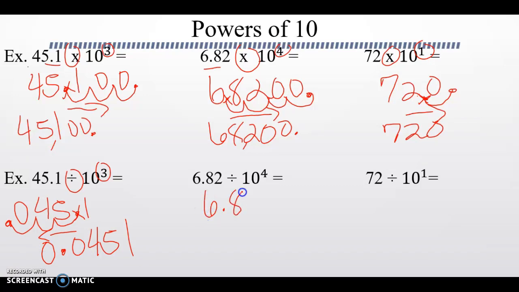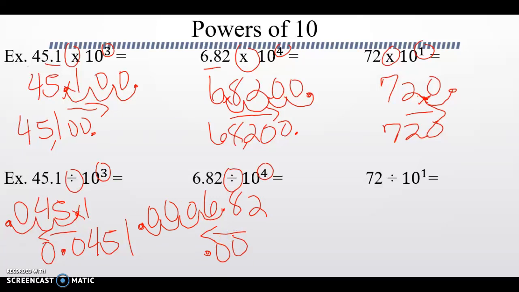Next, I am dividing, so my digits need to be on the right. So that means I'm moving my decimal point up. My exponent is 4. I need to move 4 times. 1, 2, 3, 4. Remember, we're putting those zeros because in order for you to move, there has to be a digit there. Since there is no digit, you put a 0.